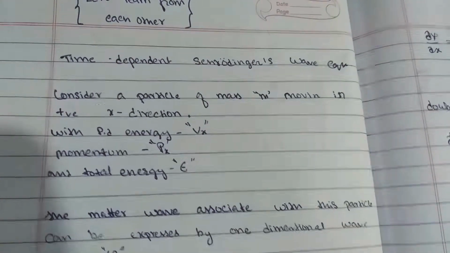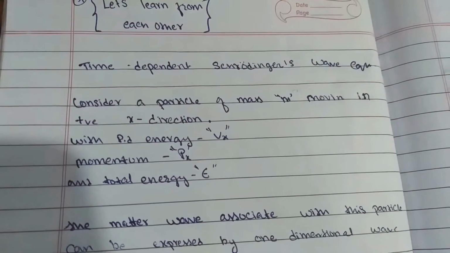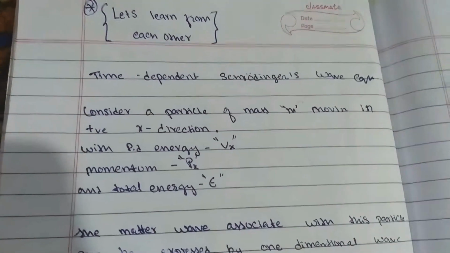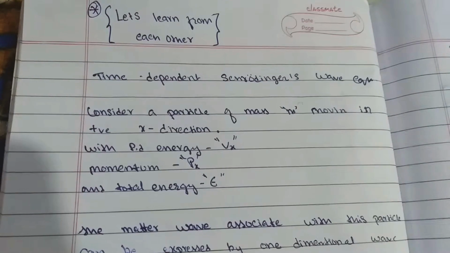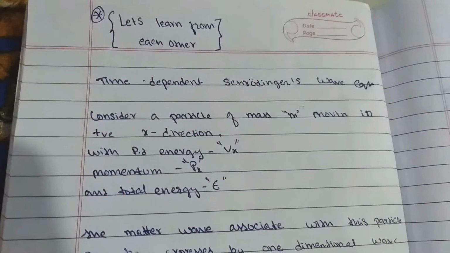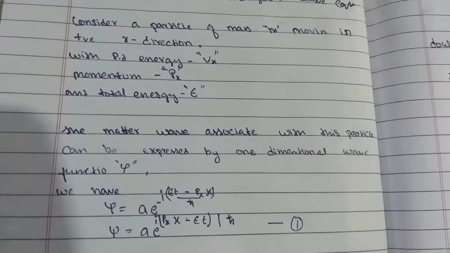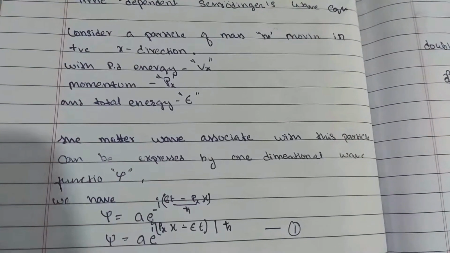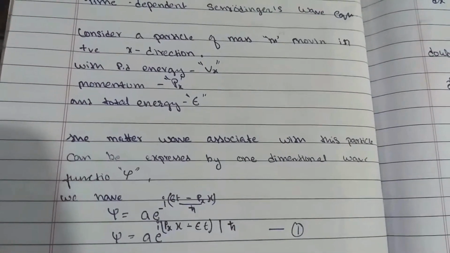So now consider a particle of mass m moving in positive x direction with potential energy V(x), momentum p sub x and total energy E. The matter wave associated with this particle can be expressed by one-dimensional wave function psi.